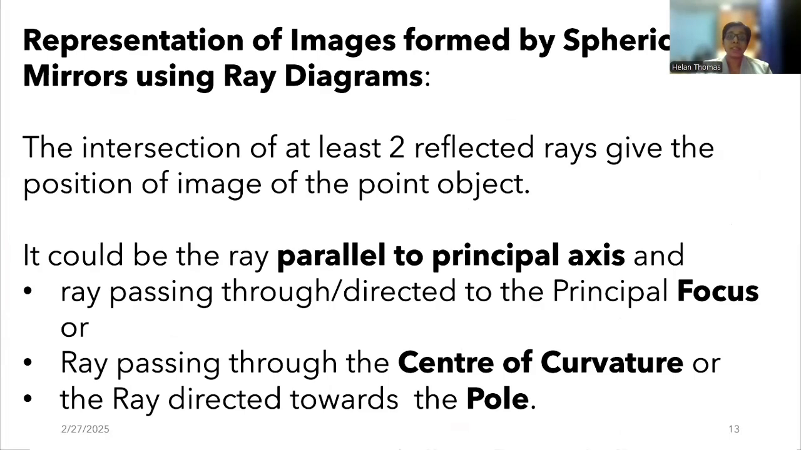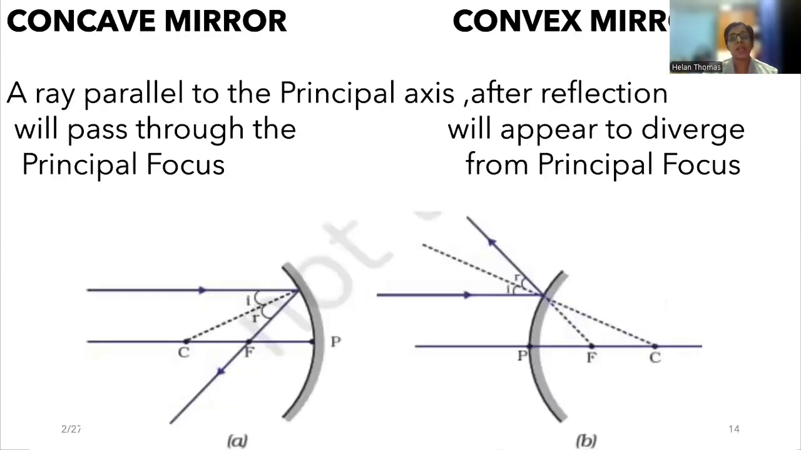Then we'll be representing the image formation using ray diagrams. When you draw ray diagrams, you have to draw at least two lines. One line should be parallel to the principal axis. The other line is your choice. You can choose a line that will go through the principal focus, or through the center of curvature, or a ray that will pass through the pole. But you should know the laws of how these rays will get reflected.